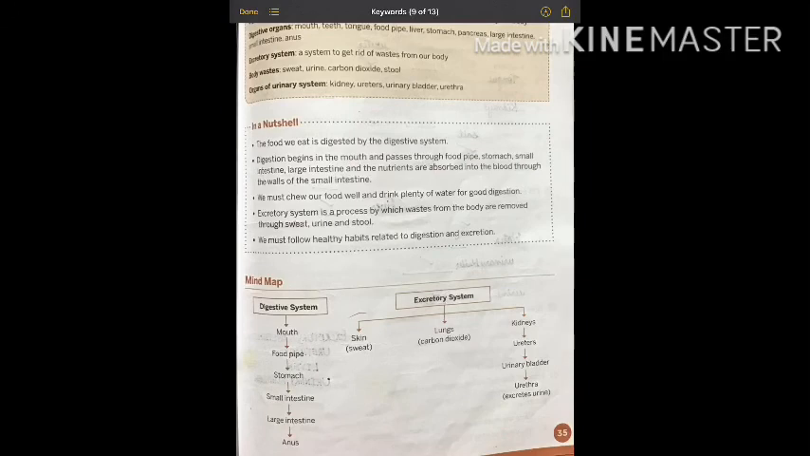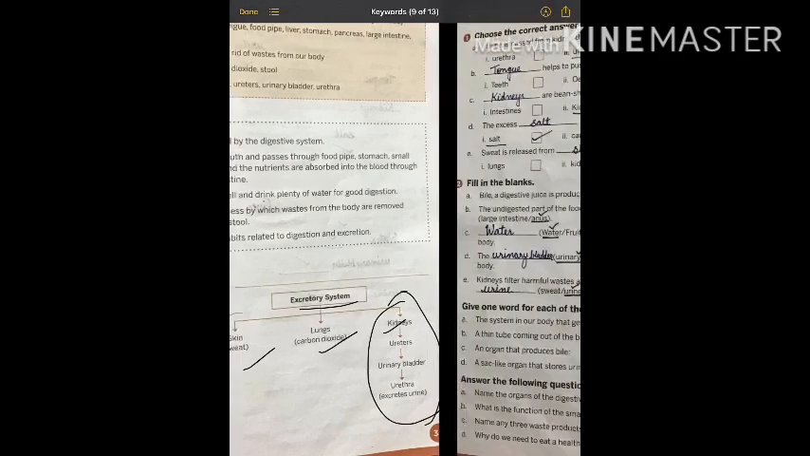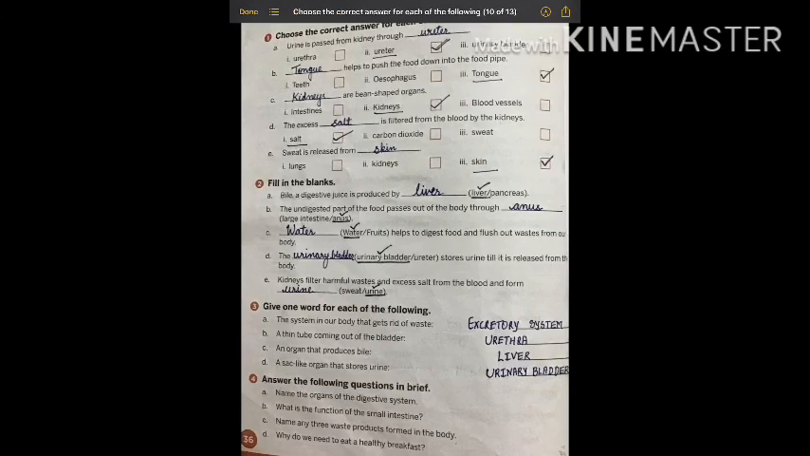So here a summary of the chapter is given. Here you can go through the summary and this mind map, you can learn this. These are all the organs of the digestive system, and the excretory organs we have discussed. And all this is the urinary system, which is also called the excretory system, students. Now these are the back exercises. I hope you have done them.